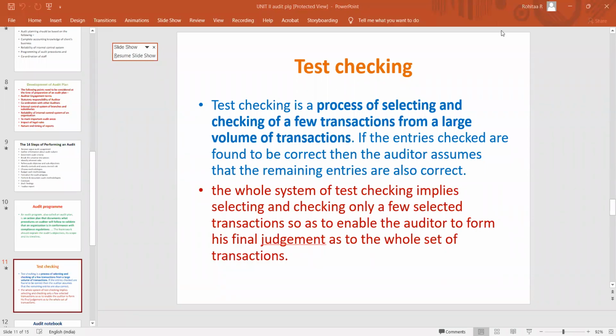Test checking. Test checking is a process of selecting and checking a few transactions from a large volume of transactions. If the entries checked are found to be correct, then the auditor assumes that the remaining entries are also correct. The whole system of test checking implies selecting and checking only a few selected transactions so as to enable the auditor to form his final judgment as to the whole set of transactions.